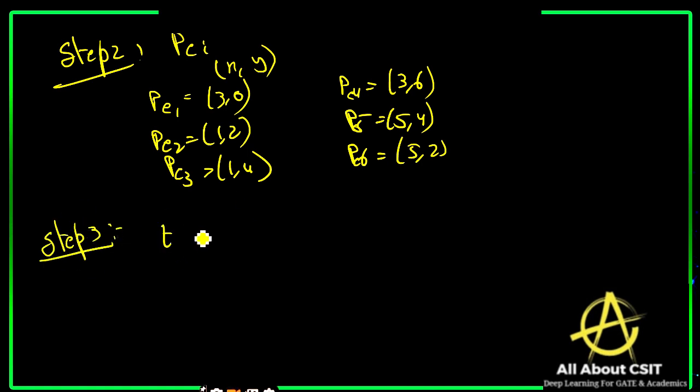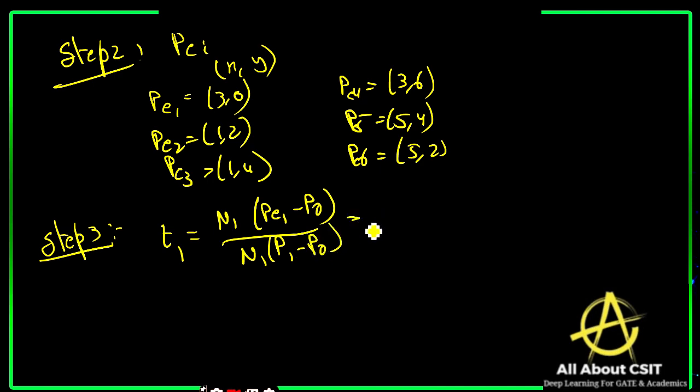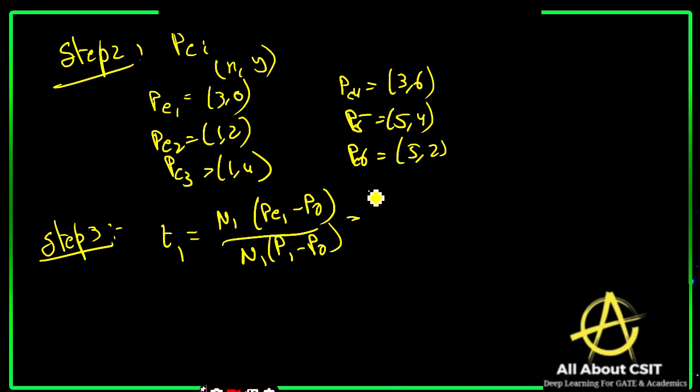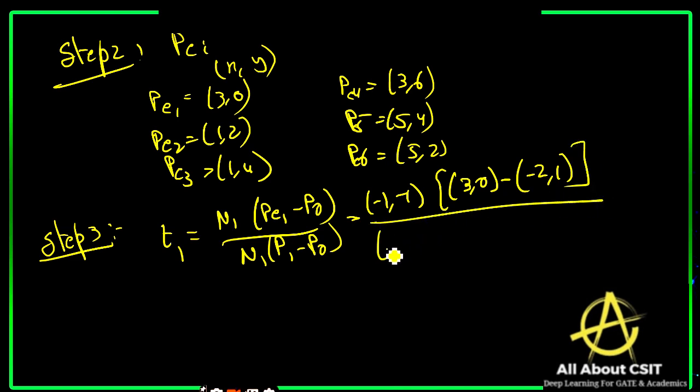So step 3, calculate the T1 value. T1 is N1 into P1 minus P0, divided by N1 into P1 minus P0. So what is the N1 value? We just calculated it: N1 is minus 1 comma minus 1. So minus 1 comma minus 1 into P1, which is 3 comma 0, minus P0, which is minus 2 comma 1. I already gave that at the starting. Okay, divided by minus 1 comma minus 1 into 6 comma 3 minus 2 comma 1.